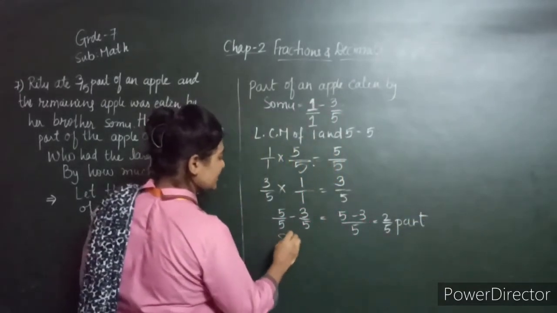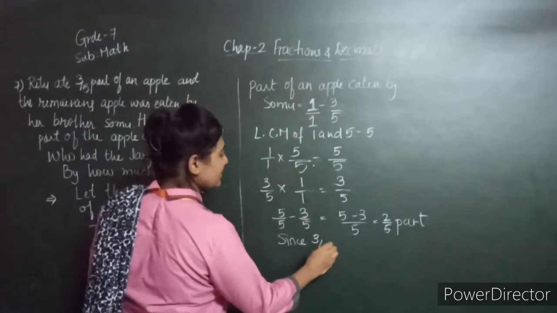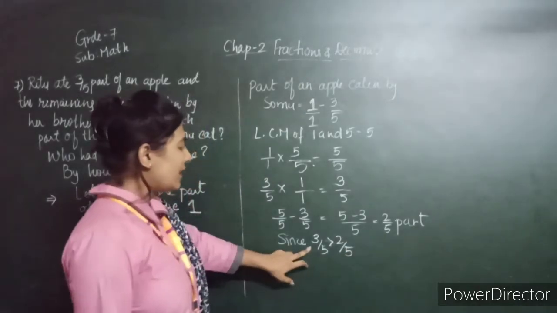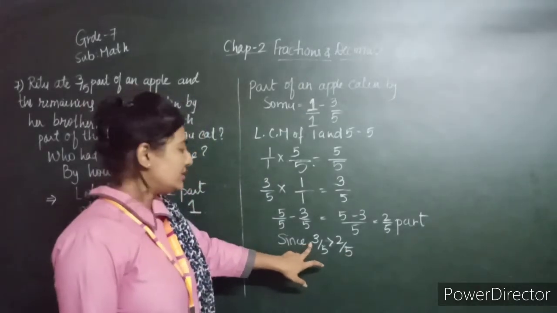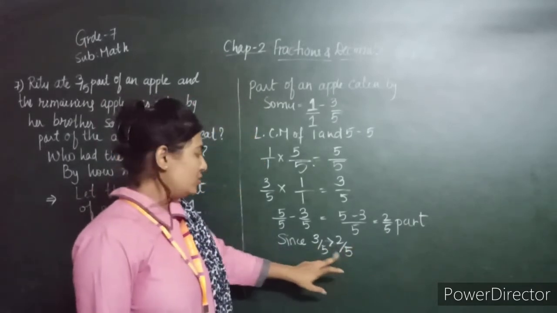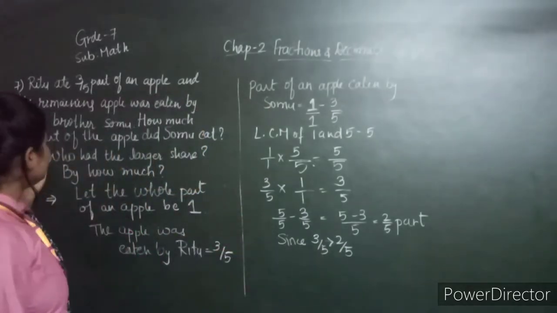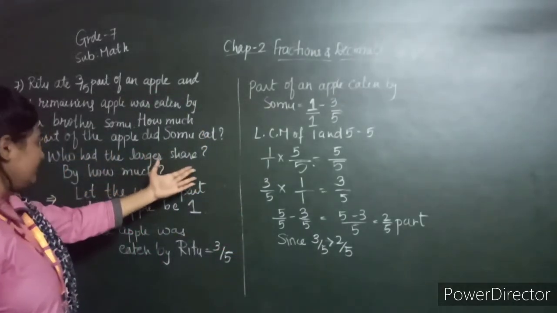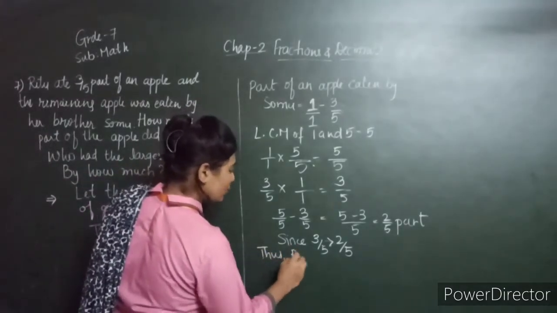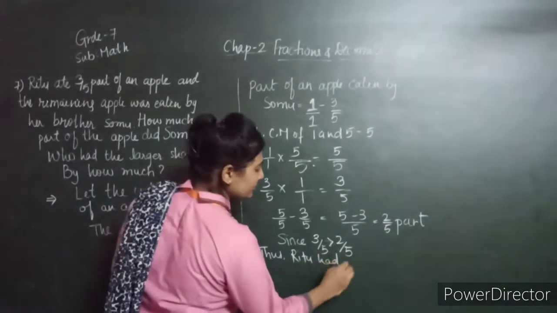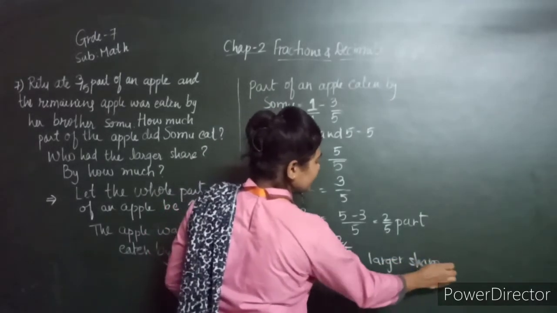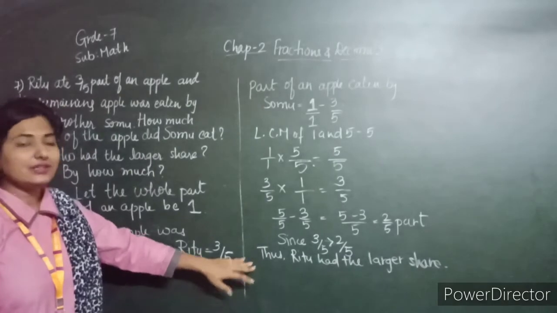So what we have to write, since 3 by 5 is greater than 2 by 5. So here the part of an apple which is eaten by Ritu was 3 by 5, and the part of an apple eaten by Somu is 2 by 5. So here the question is, who had the larger share? So our answer is, thus Ritu had the larger share. Okay, so here Ritu had a larger share.